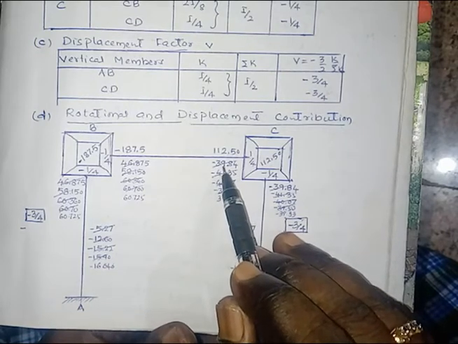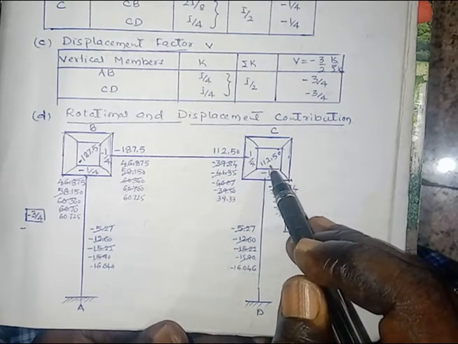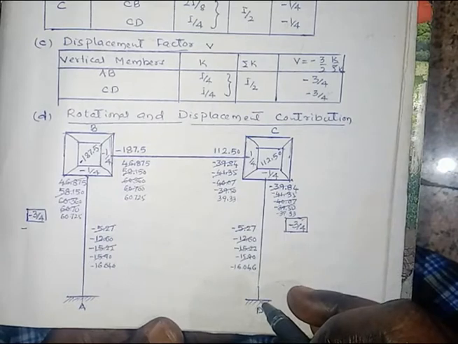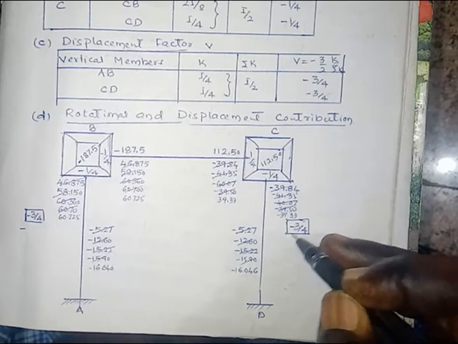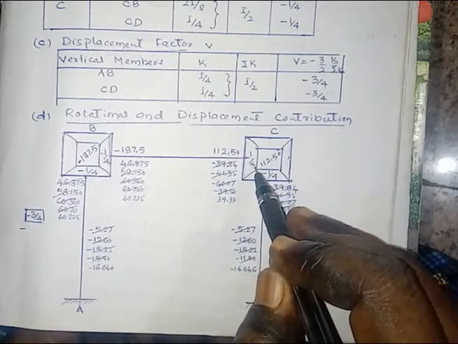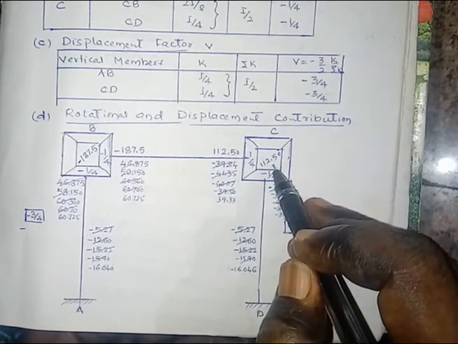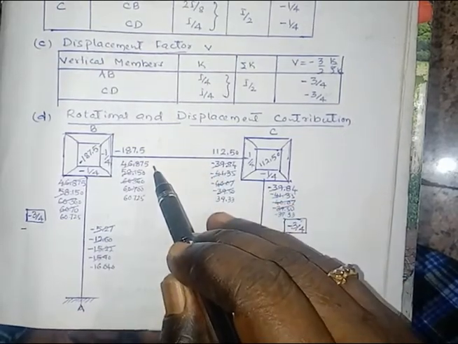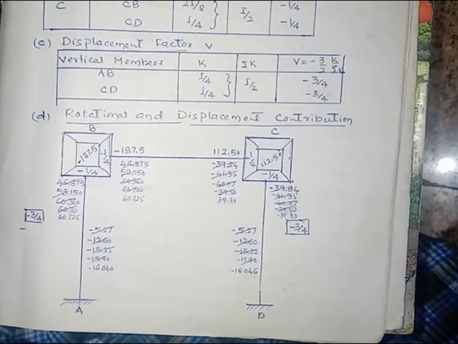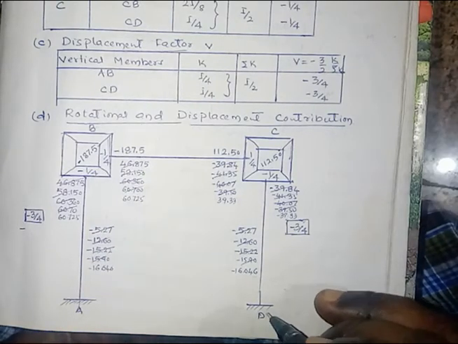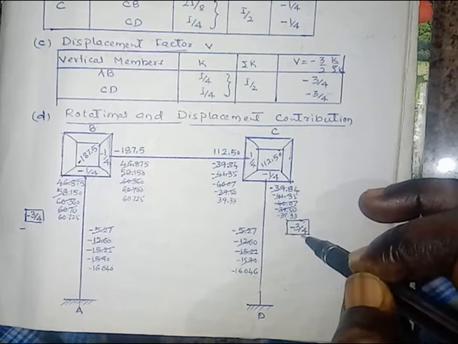Rotational moment is given by the rotational factor multiplied by the bracket of the summation of the fixed end moment plus the far end contribution from D and B. In addition, the displacement contribution: minus 1 by 4 inside the bracket, 112.5 is the fixed end moment plus the far end contribution we just calculated, that is 46.875. Then 112.5 plus 46.875 plus the far end contributions from B and D, which are 0. Similarly, the displacement contribution is also 0.